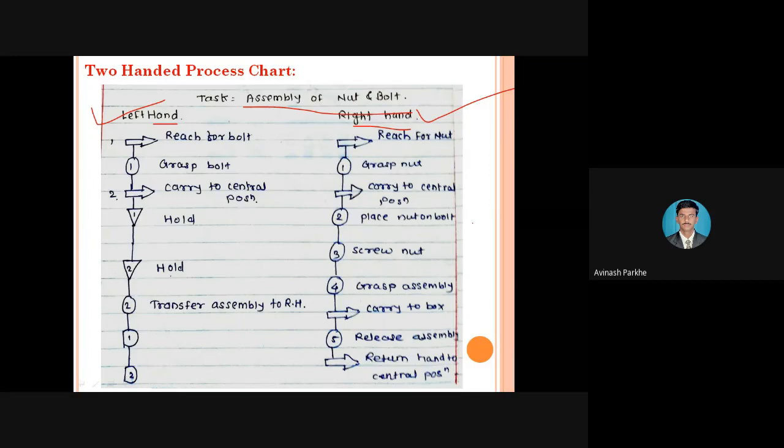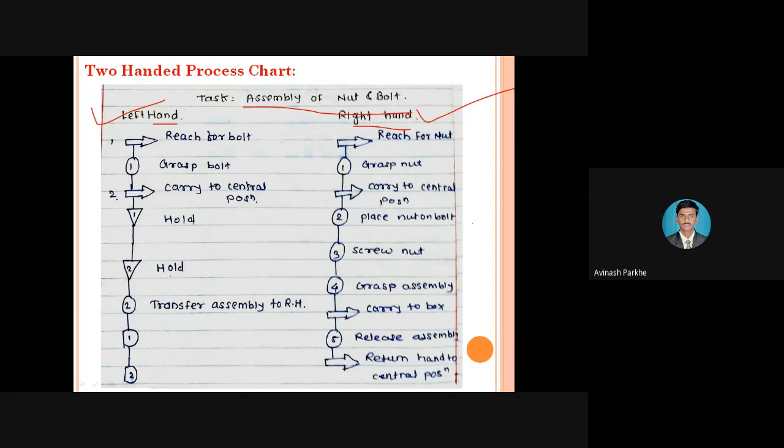I will keep the nut on the threading of the bolt and start rotating the nut, maybe in clockwise or anti-clockwise direction as per the requirement. So during that assembly, my left hand is only in the stationary position, but my right hand is working. Once your assembly is over, I will give the total assembly to the right hand. Whatever assembly is present in the left hand, after the assembly I will transfer that nut and bolt assembly to the right hand, means the work of the left hand is totally over.